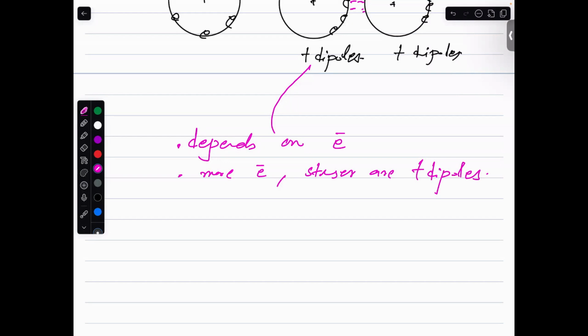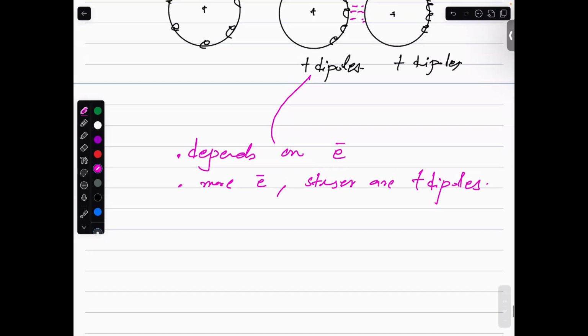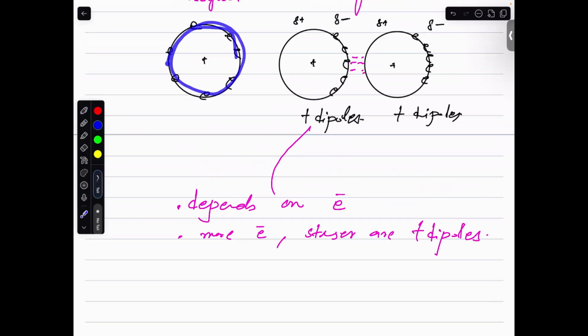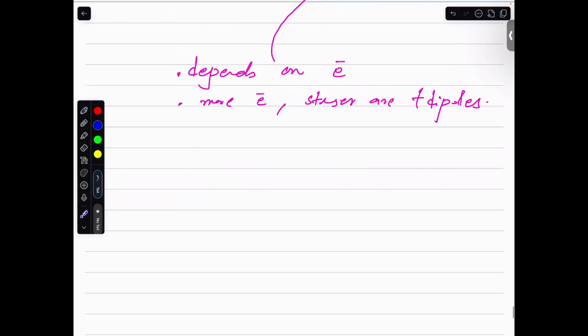More electrons, more easily the electron cloud is distorted. If there are more electrons, they can become asymmetrical easily. The dipoles are formed very easily. Therefore, they are stronger. Right?